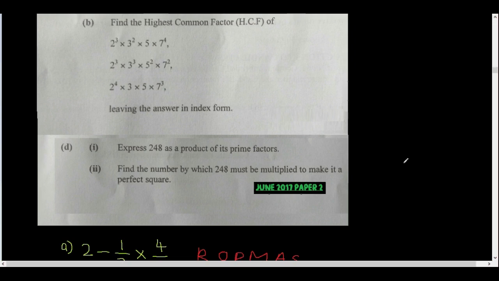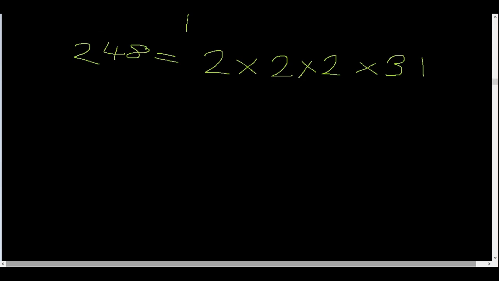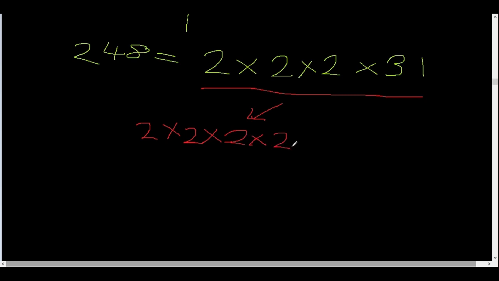Now I want to find the number by which you can multiply 248 to make it a perfect square. If a number is a perfect square, the number of each prime factor must be even. For example, the number of 2's must be even, the number of 31's must be even. Therefore, what do we need? We must have 4 2's and 2 31's to make it a perfect square. Therefore, we add the numbers needed to make it a perfect square.